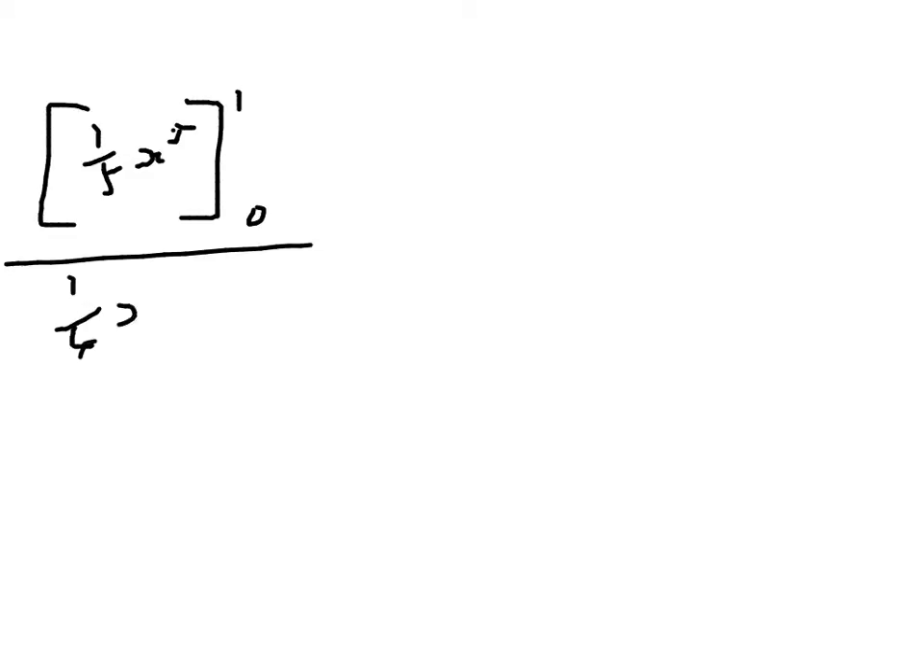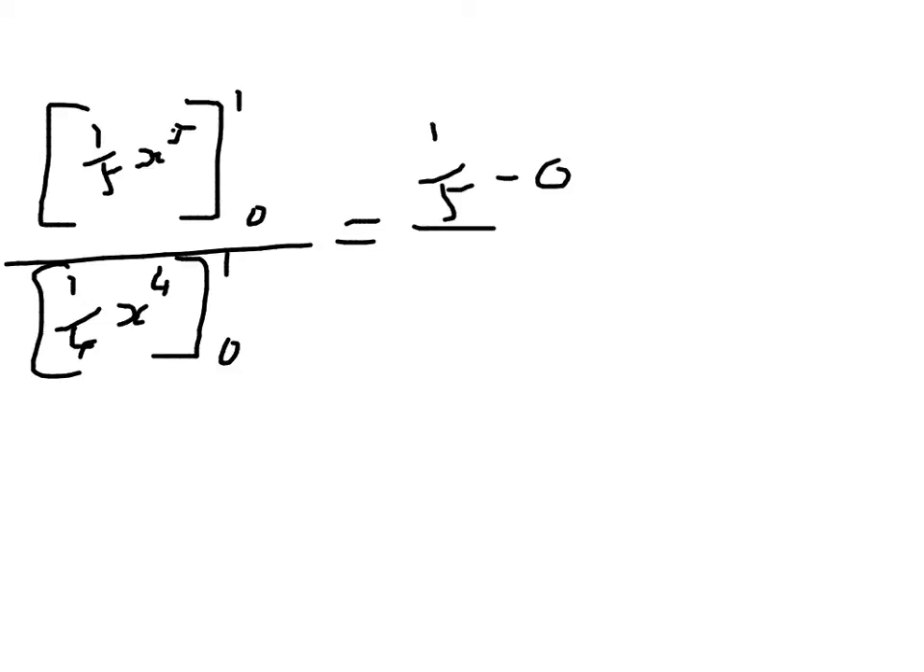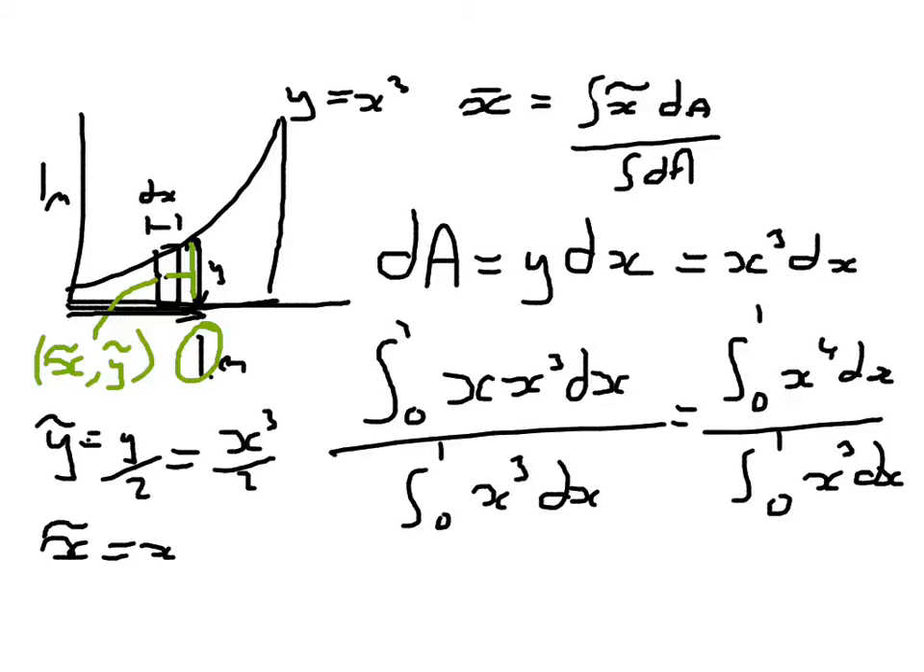Jump to the next page. That's going to be x to the 4 becomes 1/5 x to the 5 between 1 and 0 over a quarter x to the 4 between 1 and 0. Substitute 1 into there, and I'm going to get 1/5 minus 0 over a quarter minus 0. That equals 0.8. So our x coordinate of our centroid location, our geometric centre, is going to be 0.8 metres in the x direction. So somewhere about there.